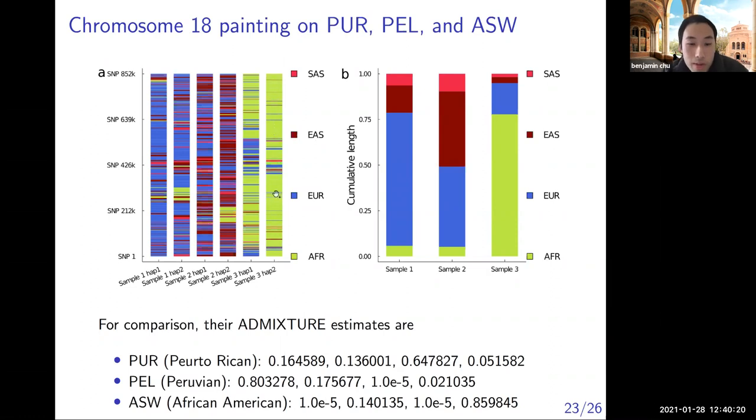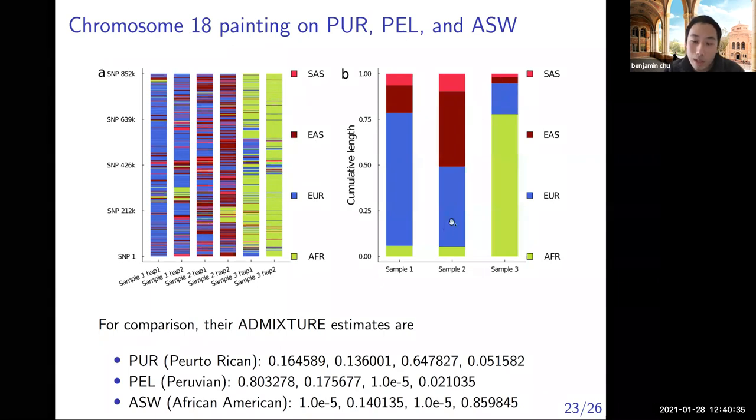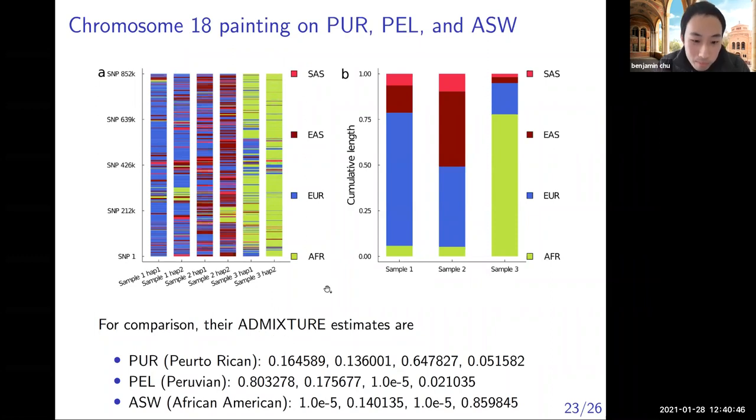If you compute the cumulative length of these color segments, you can get a global estimate for the ancestry. Right, so for instance, the African American is 80% African and 15% European, and so on. And of course, we compared our estimates to the ADMIXTURE program, which is also from our group, but it's pretty well known. And usually it gives very close estimates, right? The first sample and the third sample are reasonably close, but occasionally it will give different estimates. For instance, for the Peruvian, ADMIXTURE thinks he's almost 97% South or East Asian, which I personally think doesn't make a lot of sense, right?